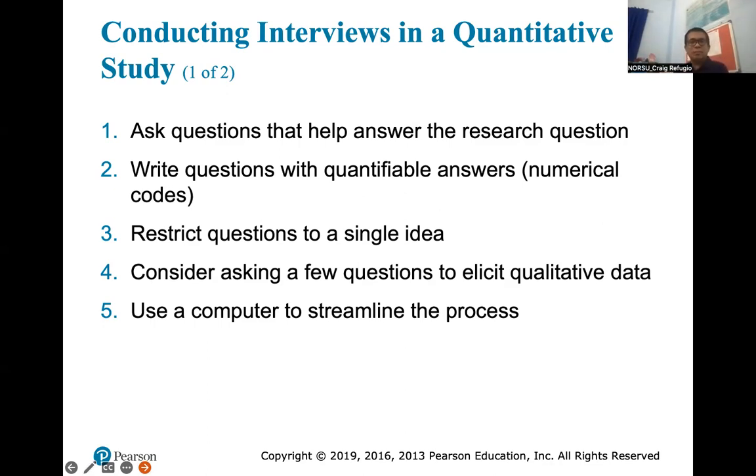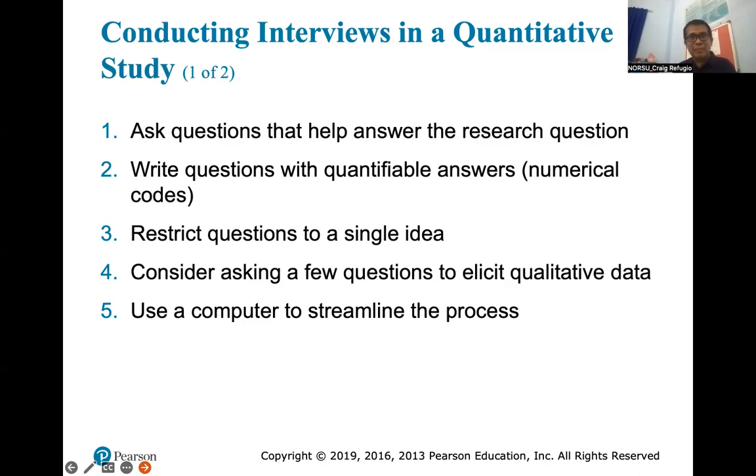Number four, consider asking a few questions to elicit qualitative data. So for example, you ask how effective is the training program? So you have there very effective, then moderately effective, slightly effective, then not effective at all. So that you have a better understanding of the responses, you can ask to provide a justification. So why? Why very effective? Why slightly effective? Why moderately effective? Why not effective at all? So at least you have quantitative data being collected plus the justification.